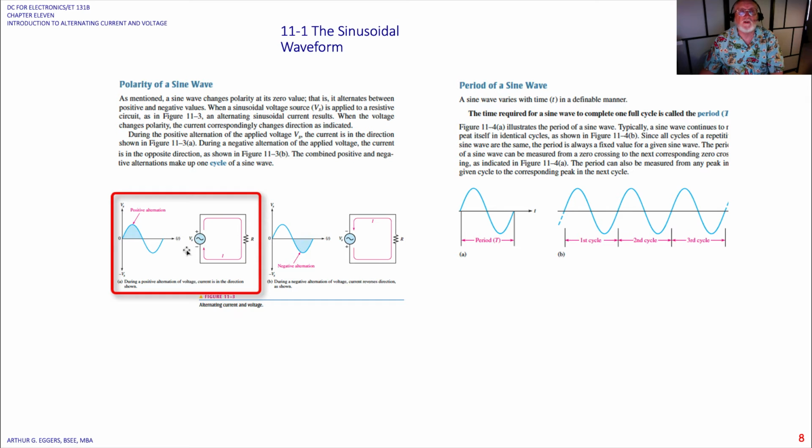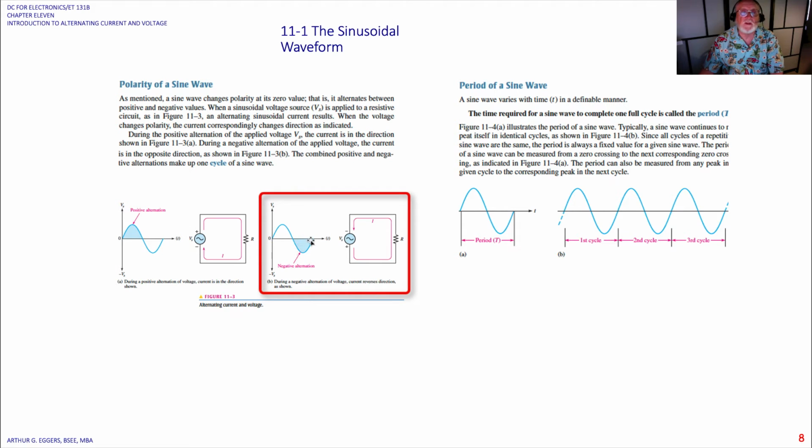When the current moves in one direction, you can see we have what's called a positive alternation. When the current moves in the opposite direction here, you can see we have a negative alternation. The combined positive and negative alternations then make up what we call one cycle. So one cycle is from, in this case, 0 to 0, where it starts over again.